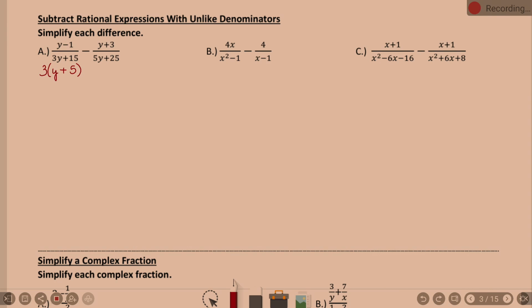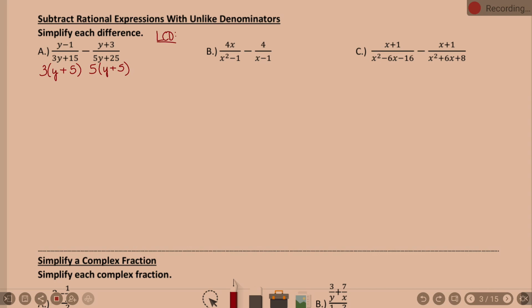What about the second denominator? 5y plus 25. Does it factor? There's a GCF of 5. So factor your 5 out. When you divide by 5, you're left with 5 times y plus 5. Okay, so we don't have a ton of room here, but we're going to work with it. Least common denominator.